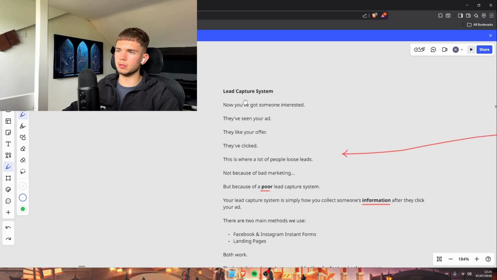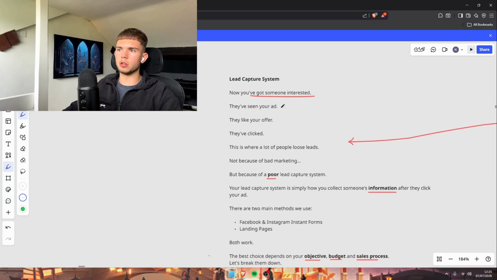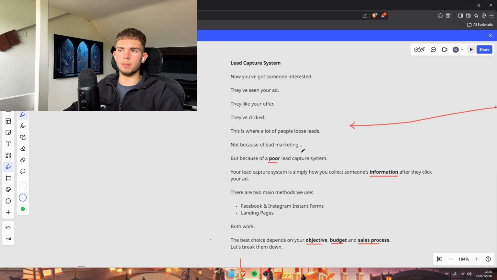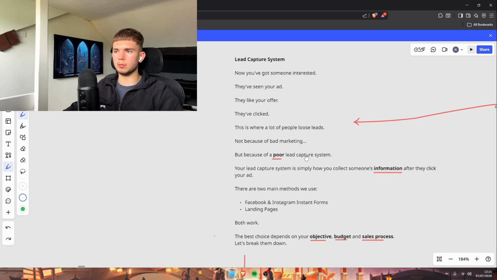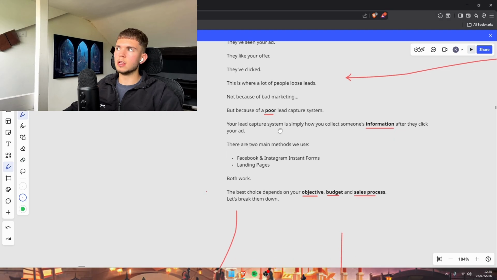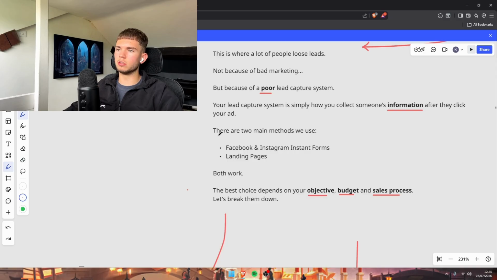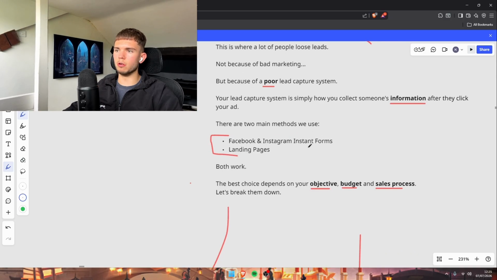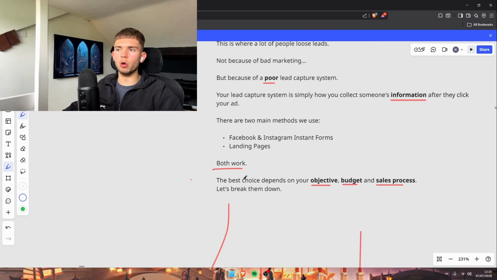So now we have our lead capture system. You've got someone interested, they've seen your ad, they like your offer, they've clicked. Okay, this is where a lot of people lose leads. It's not because of bad marketing, it's because of a poor lead capture system. Your lead capture system is simply how you collect someone's information after they click your ad. So there are two main methods that we use, and that is Facebook and Instagram instant forms and landing pages. Now both work. The best choice depends on your objective, budget, and sales process. So let's break them down.